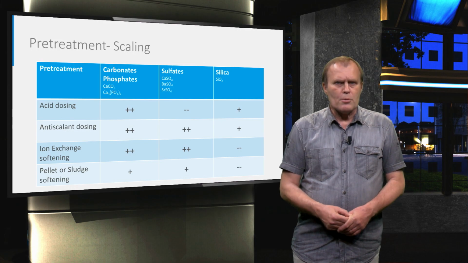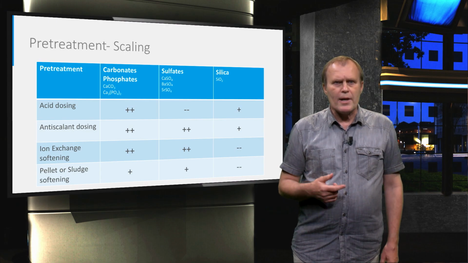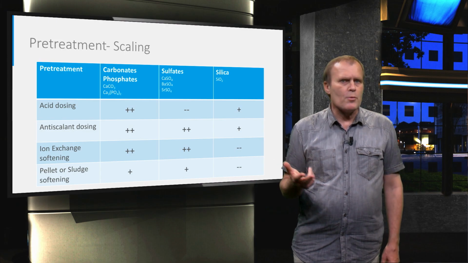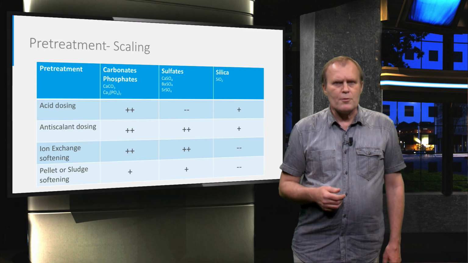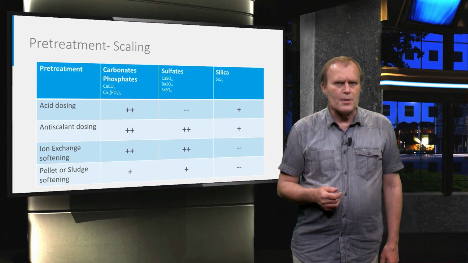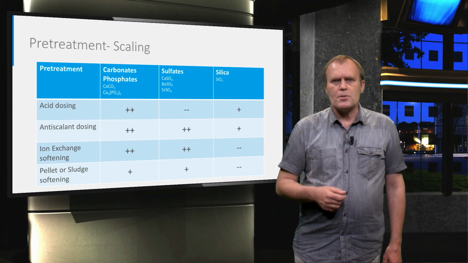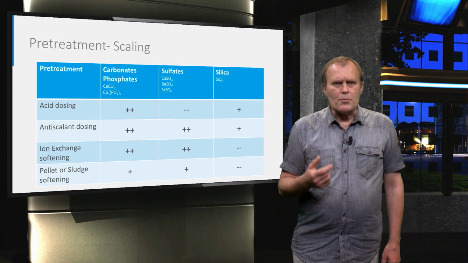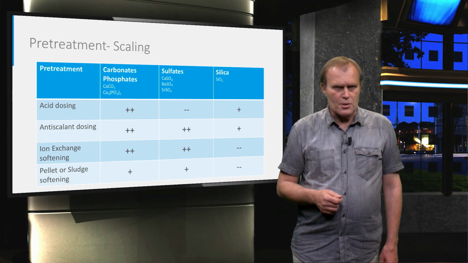Another approach is to remove scaling ions from the feed. By removing multivalent positive ions like calcium, magnesium, barium and strontium from the feed with an ion exchange softening column, scaling of carbonates and sulfates is prevented. With conventional softening, the same ions are also removed, but not to the same low concentrations as achieved with ion exchange.